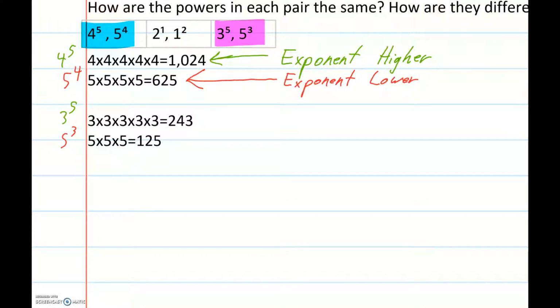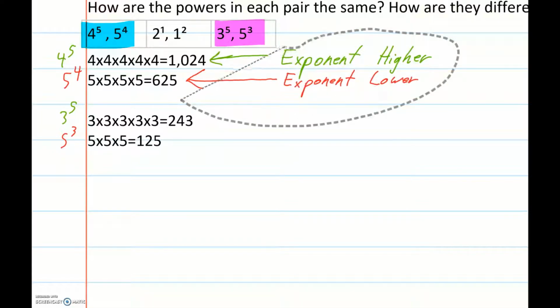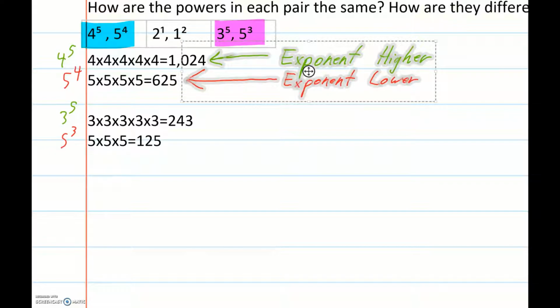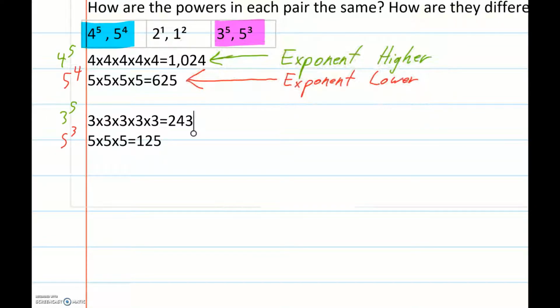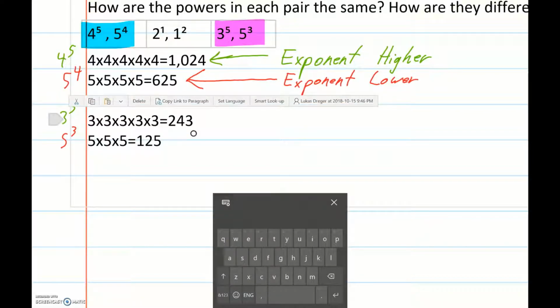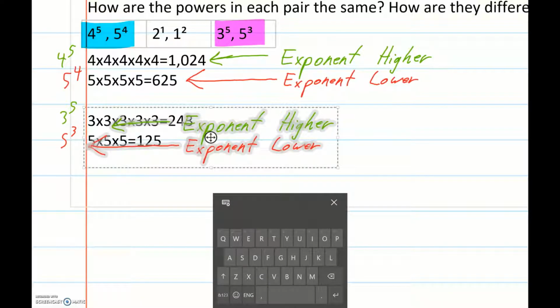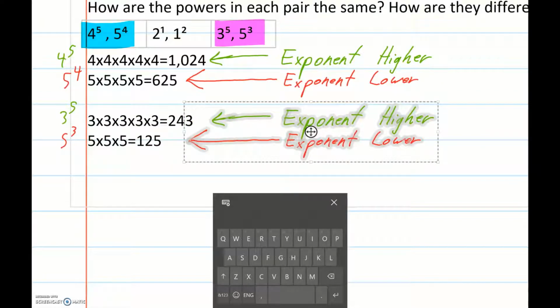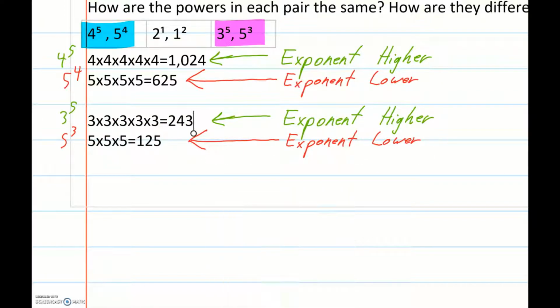Sorry if there's a sort of glitch there. My video cut out. So what I want you to notice here is that we have a higher exponent in the green here, which means a higher value. And with the red, we have a lower exponent, which means a lower value. So I'm going to put that down for this one as well, because it's true for this one. We still have 3 to the 5. The exponent is higher. 5 is higher than 3. So it's still a higher value.